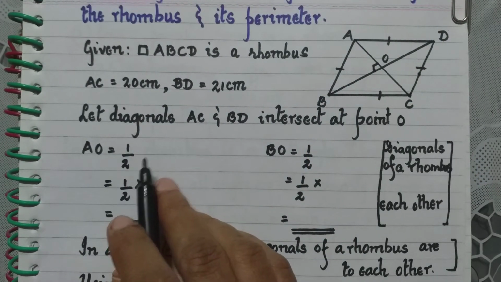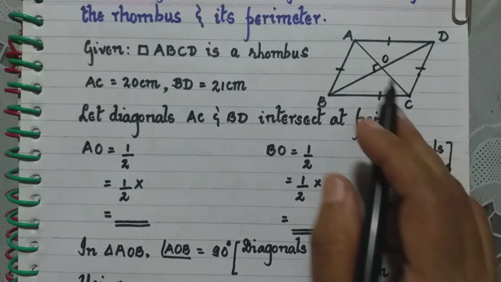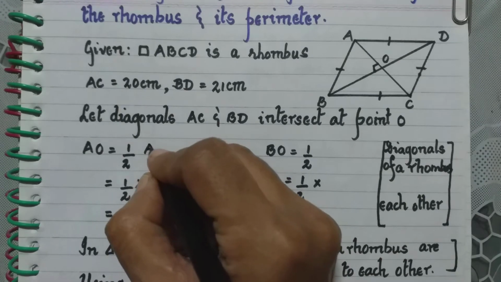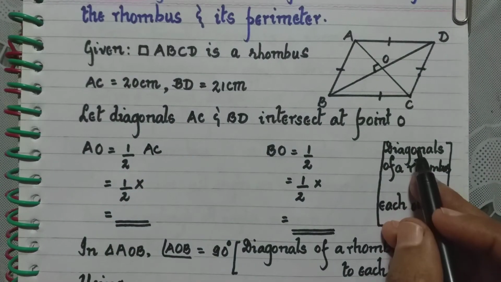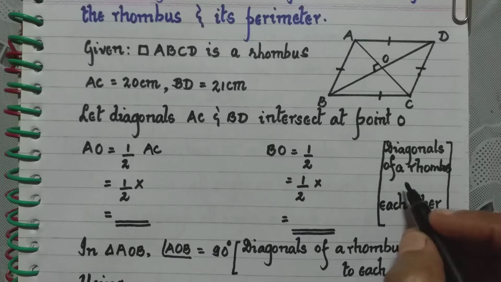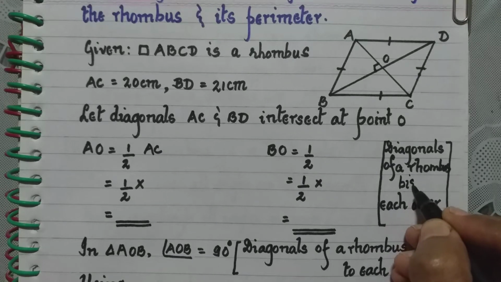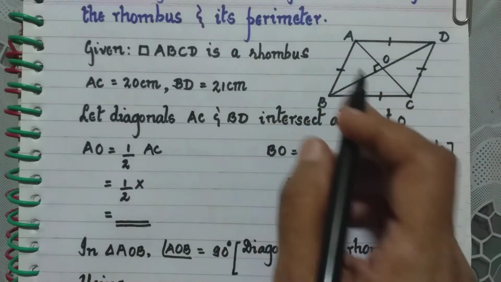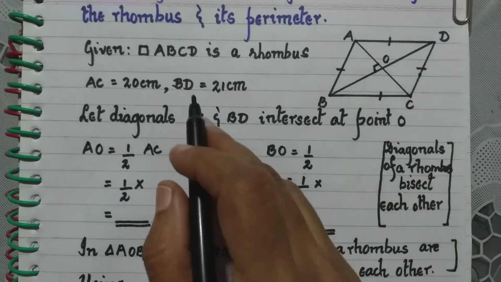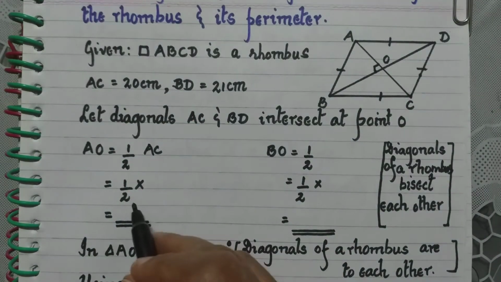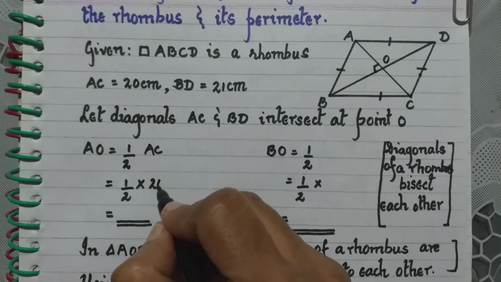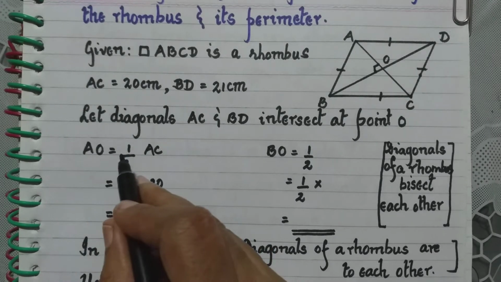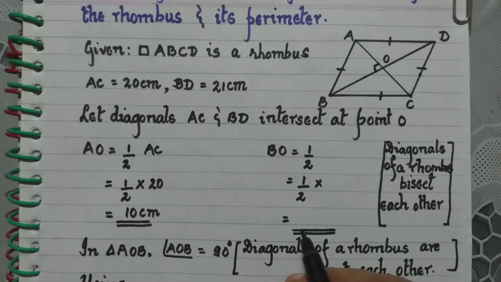will be half of this full diagonal, that is AC. So half of AC. What is the reason? The diagonals of the rhombus bisect each other, and because they bisect each other, AO will be half of AC, and AC was 20 centimeter. Therefore, half into 20, which is 10 centimeter. So we have got the length of AO, which is 10 centimeter.